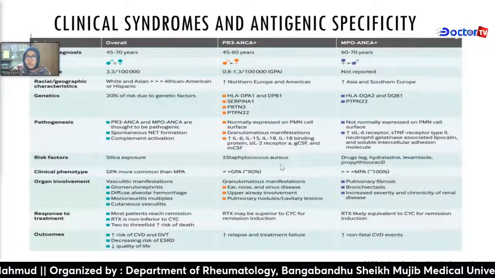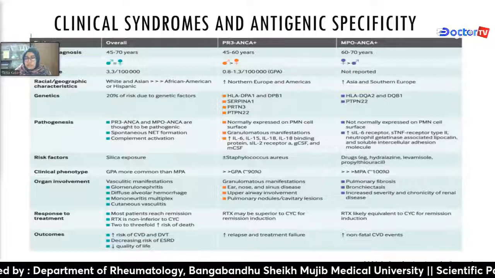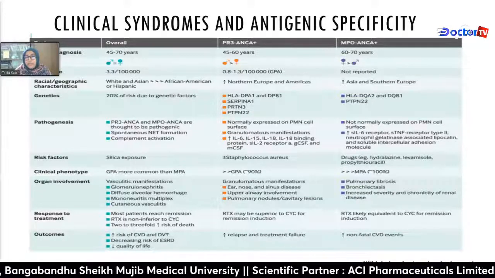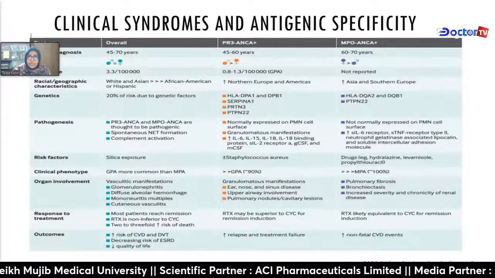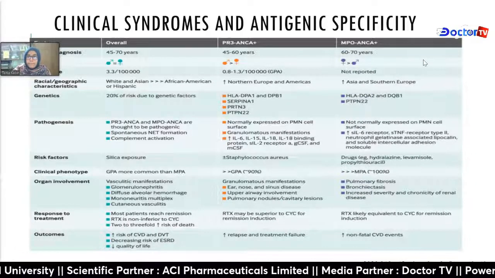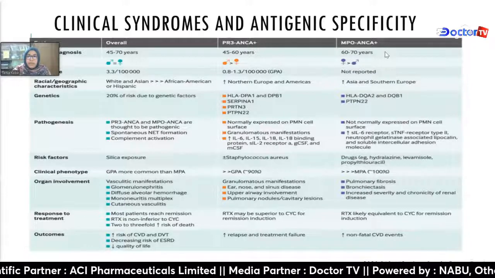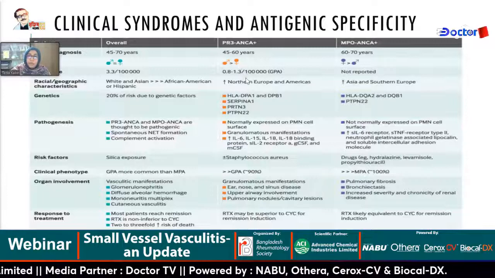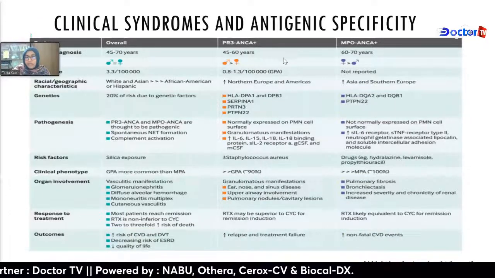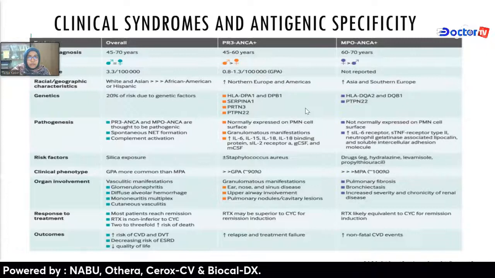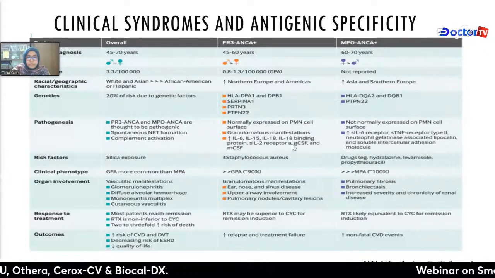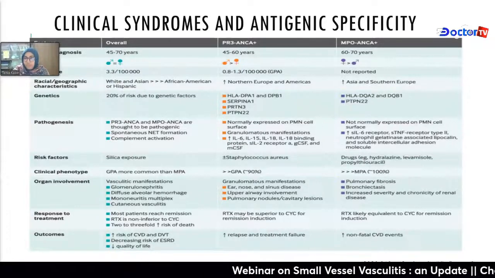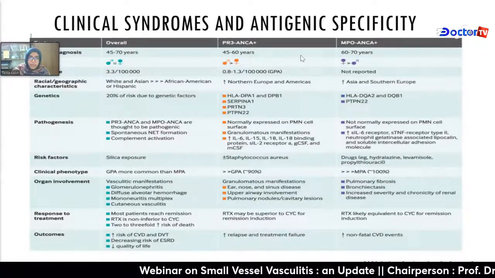This table is showing the difference between PR3 and MPO positive ANCA. You can see the age at diagnosis of PR3 ANCA is 45 to 60 years, and MPO ANCA is 60 to 70 years. Males are more commonly affected by PR3 ANCA. PR3 ANCA is more prevalent in Northern Europe and the Americas, and MPO ANCA is more prevalent in Asia and Southern Europe.